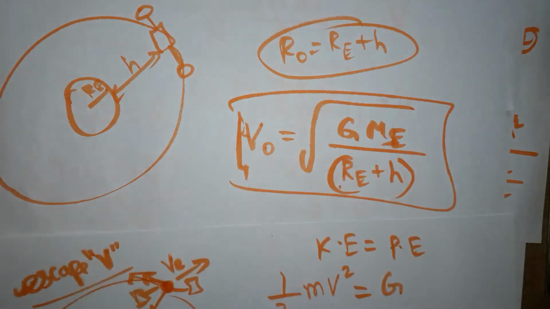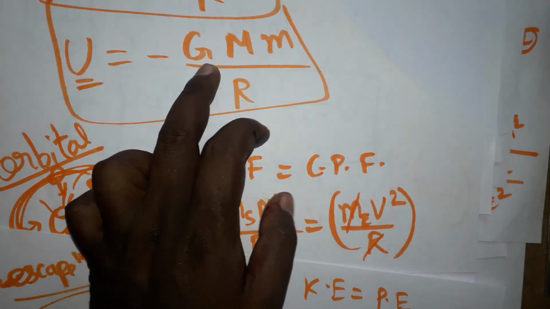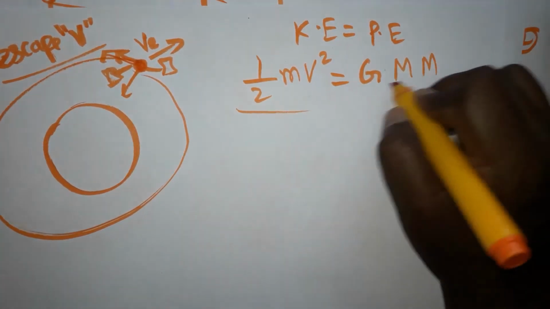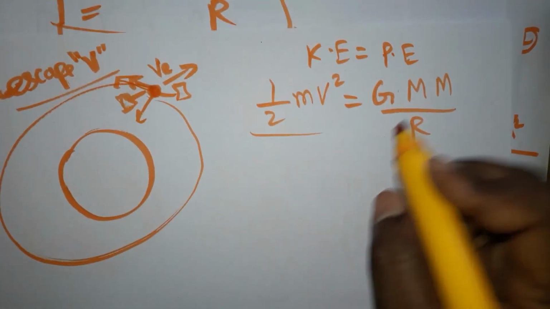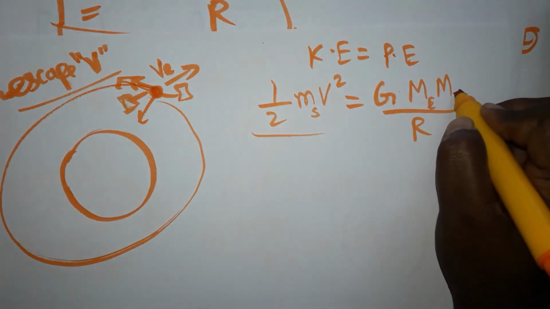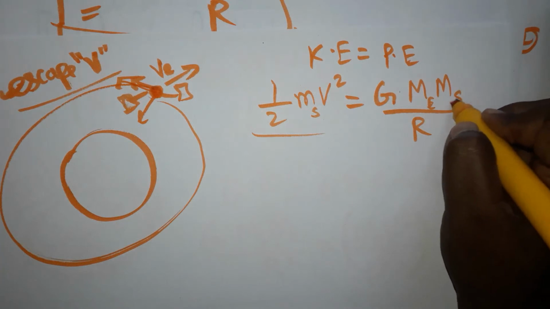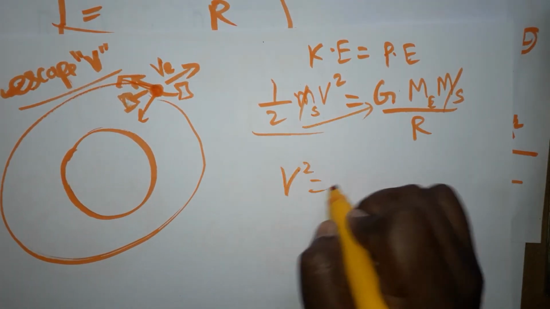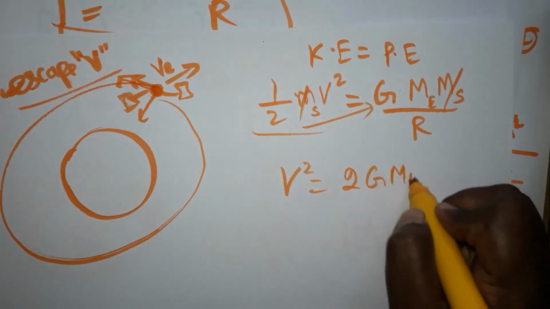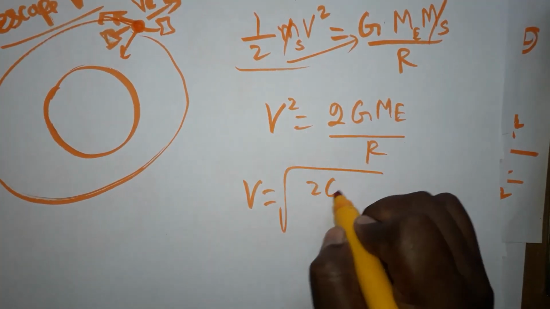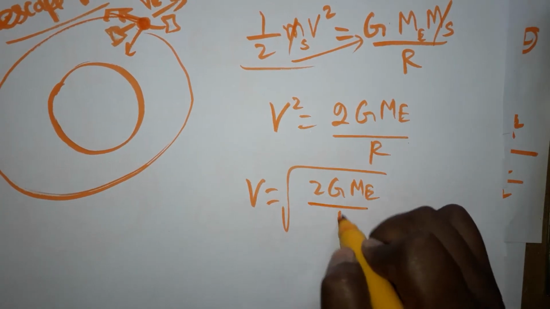For potential energy, we already have the equation, gravitational potential energy, G times M m divided by r. This is the kinetic energy of the satellite, with the earth and the satellite. The satellite mass gets cancelled, and 2 I bring here. Velocity square is equal to 2 times G mass of the earth divided by radius. So v is equal to the square root of 2 G Me divided by r.